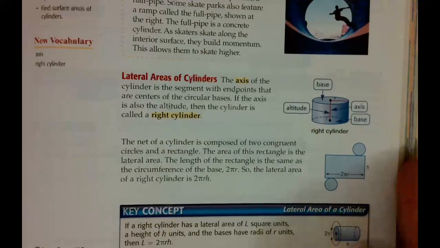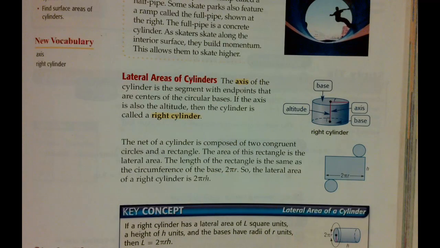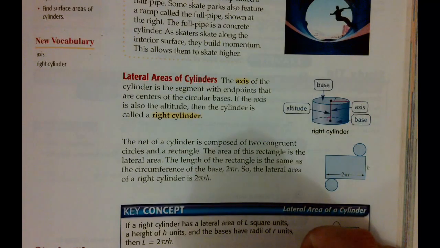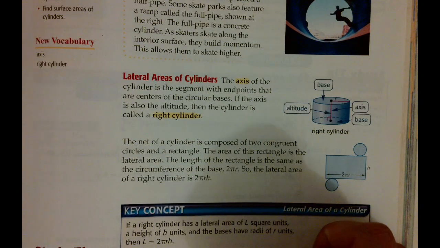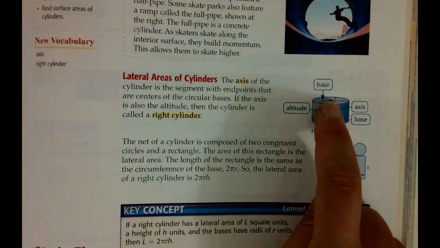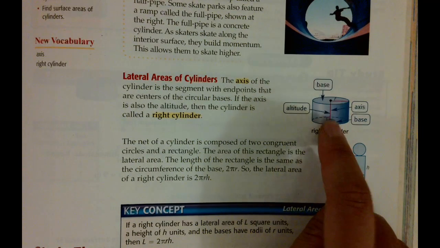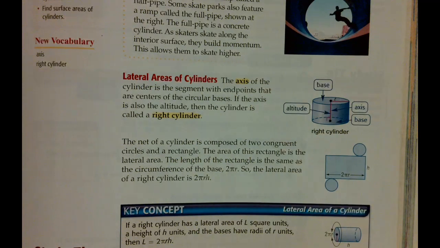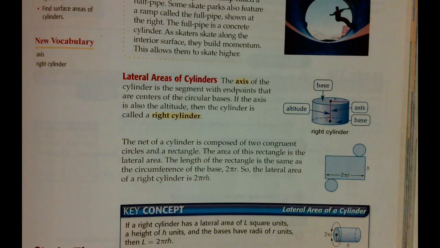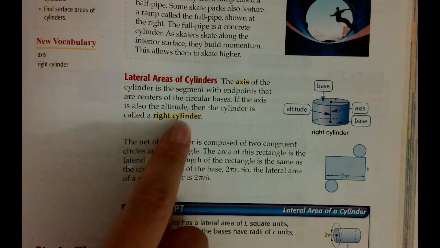Okay. So you know what a cylinder is, right? This is a cylinder. Okay. The axis of the cylinder is a segment with endpoints that are centers of the circular bases. So it just connects the center of one base to the center of the other base. That's your axis. Okay. If the axis is also the altitude or the height of the cylinder, then the cylinder is known as a right cylinder.